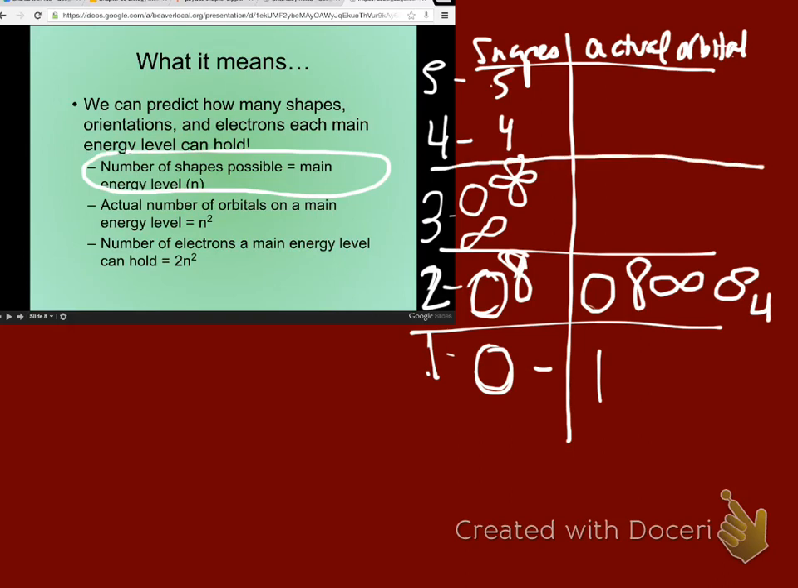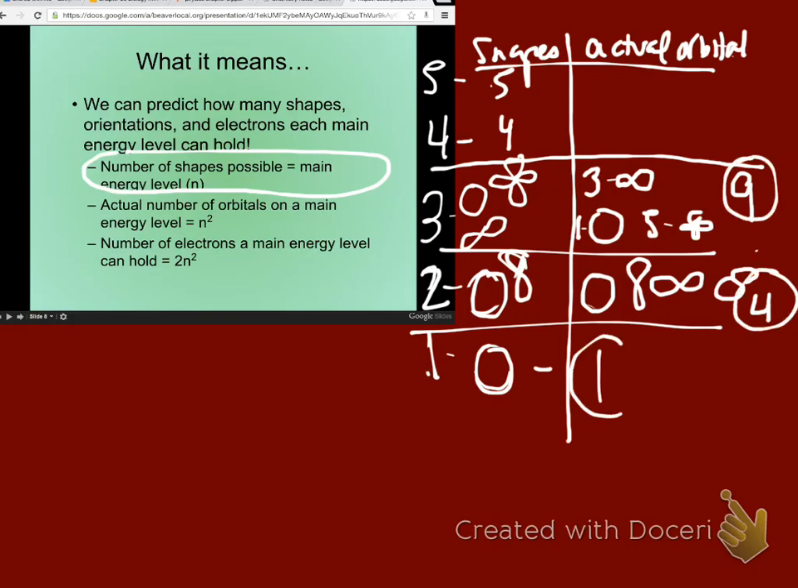On the third main energy level, actual orbitals, we have 1 of the s's, we have 3 of the, let me draw that the other way so it's not so confusing, 3 of those, and we have 5 of these weird things. So 1 plus 3 plus 5 is how many? 9 actual orbitals. Anybody see a pattern yet? It's square. Whatever this number is, the number of actual orbitals is just n squared.